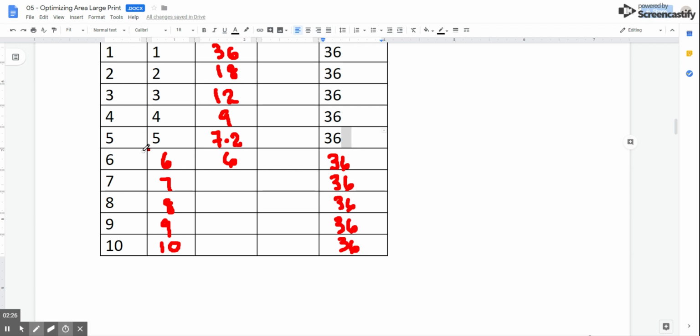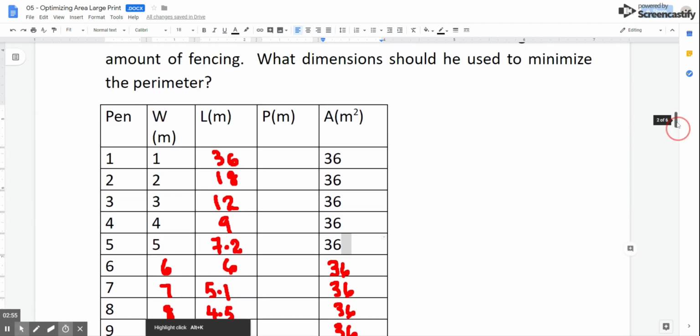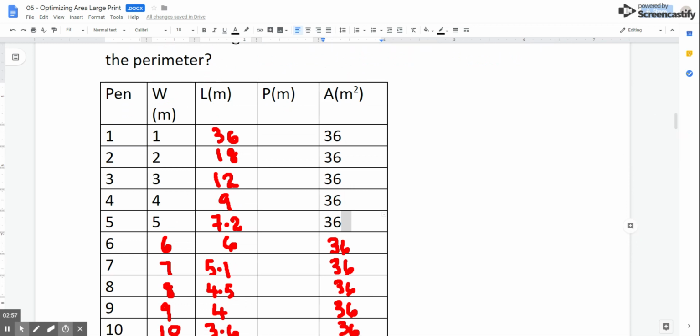36 divided by 7 gives me 5.1. I'm just rounding to one decimal place. 36 divided by 8 gives me 4.5. 36 divided by 9 gives me 4. And 36 divided by 10 gives me 3.6. So now that I have all my lengths, I'm going to work out my perimeter.